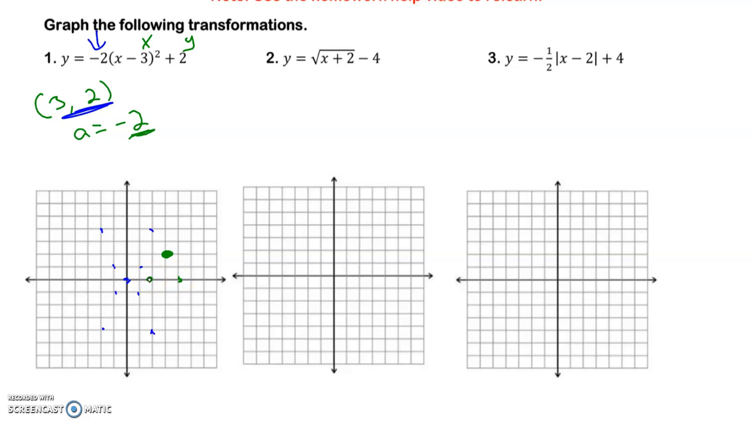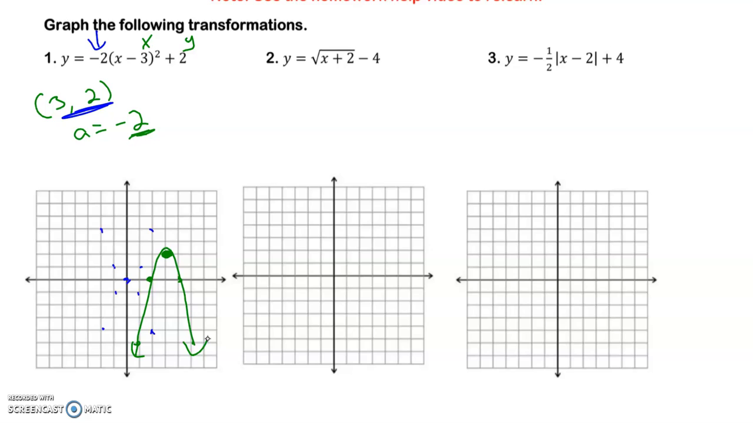So after that, I go up by 3. I really need to go negative 2 times 3, which would mean 6. I'm going to go down by 6. 1, 2, 3, 4, 5, 6. And then I'm going to do it on both sides, and I am done.